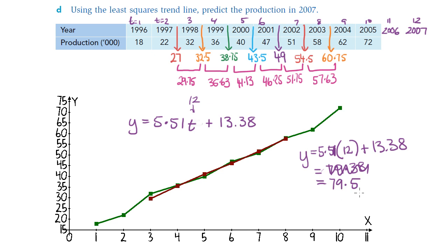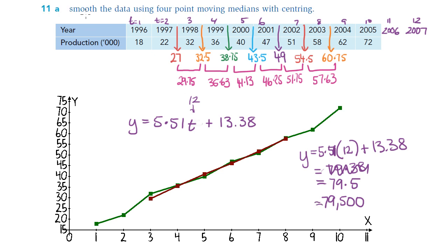So 79.5 is the answer I get here, which, going back to the question, we want to know the production in 2007. This is production in thousands, so we're expecting 79,500. Now the next part of the question said, smooth the data using 4-point moving medians with centering. So we're going to start all over again and do it with medians instead.